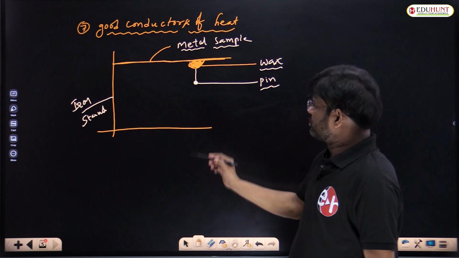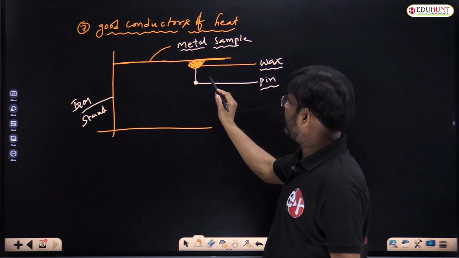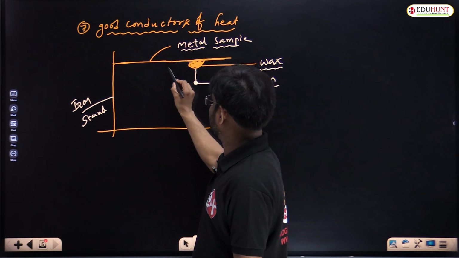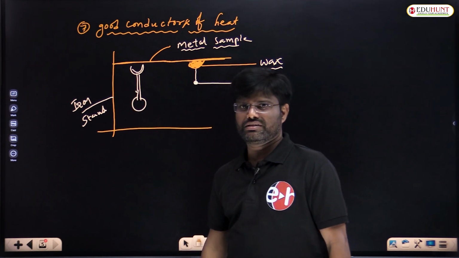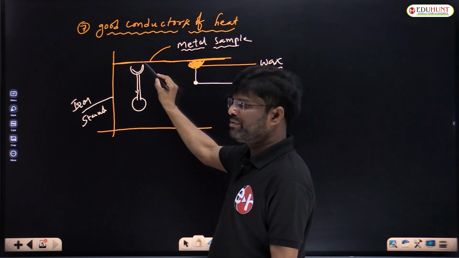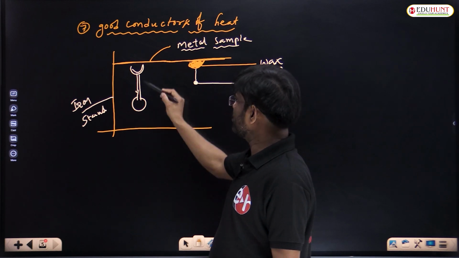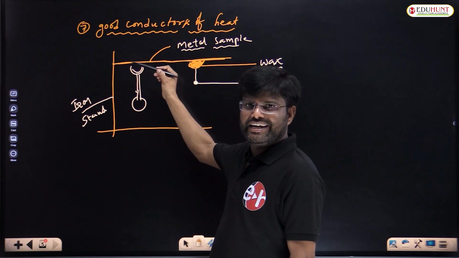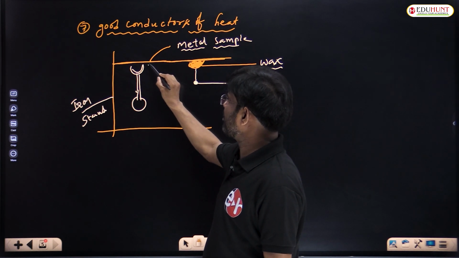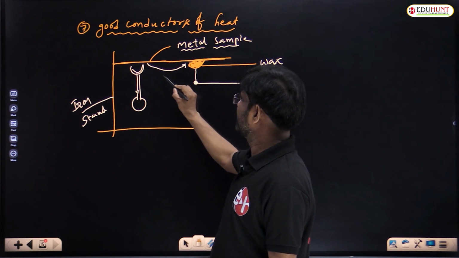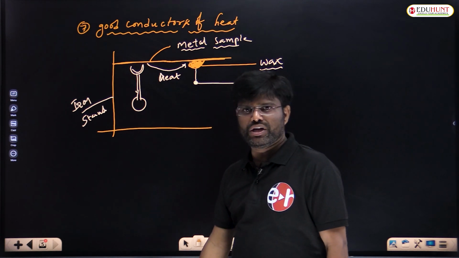Okay. So if I use this activity, what is present in this activity? Here I am taking a burner. I am heating the left side, one end of the metallic sample. It takes the heat and allows the heat to transfer from one place to another place.